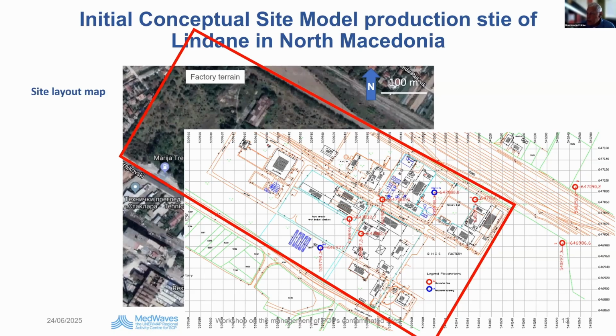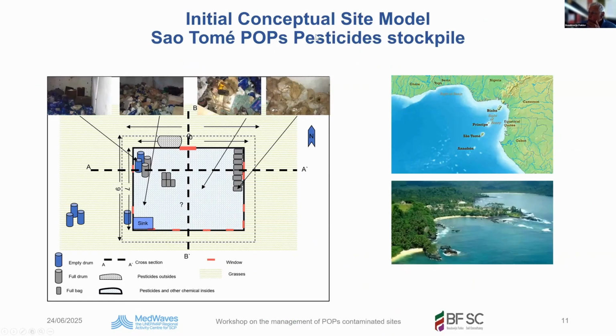Okay, this was my last slide. This is the initial conceptual site model. With a minimum of information, consulting local people, going to the site, and making a site photo report, I made this initial conceptual site model. No archives were there, only my visit to the site. What I saw is in the picture on the left-hand side: inside, drums with pesticides. Then a sink covered with waste. Then inside the store, all waste and pesticides, and here bags.